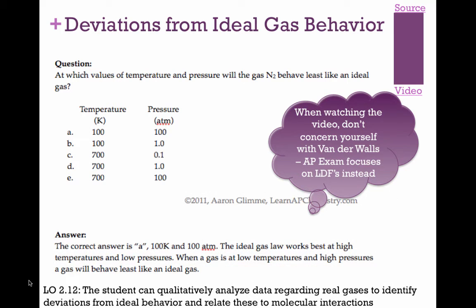So your answer is going to be A. The ideal gas law works best at high temps and low pressures. So when it's at low temperature and high pressure, it's going to behave more like a real gas. You're going to use the ideal gas law all the time because it makes your life easier. But if you're asked a question like this, gases are ideal at high temps and low pressures. They're real all the time, but they act more real at low temperature and high pressure.